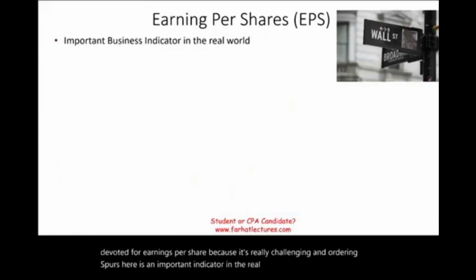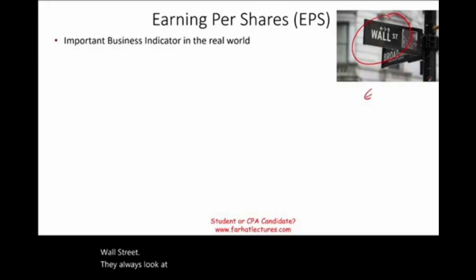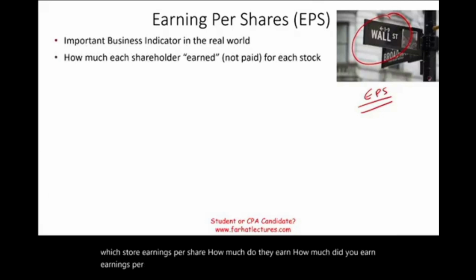For example, if you watch CNBC, read the Wall Street Journal, or follow Bloomberg, Wall Street always looks at every company to determine, for every quarter, what's their earnings per share? How much did they earn? Because when you're looking at two companies, your concern, as a shareholder, is how much did I earn for each share? Let's assume we have company A and company B.